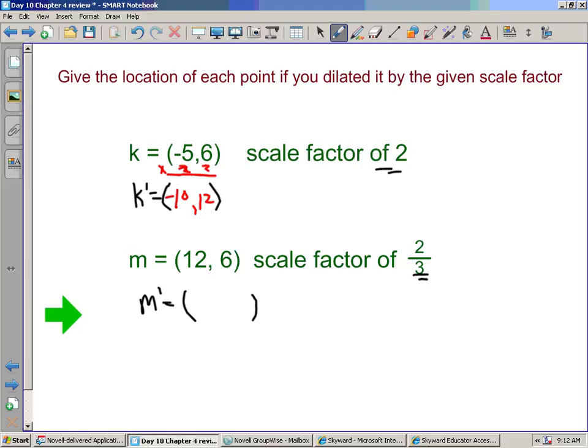Now, the one thing about multiplying by a fraction is when you multiply by the fraction, we actually multiply by the numerator, but then since it's over, we divide by the denominator. So I could take 12 times 2 and then divide it by 3, or I could do it the other way around, which I think is a lot easier, taking that 12 divided by 3 first and then times the 2. So 12 divided by 3 is 4, and 4 times 2 is 8. 6 divided by 3 is 2, and then 2 times 2 is 4. Much easier to do it in that manner.